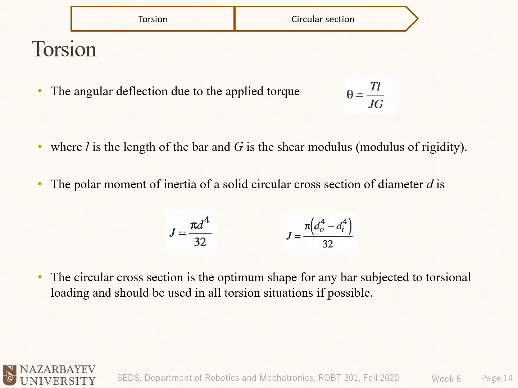The polar moment of inertia of a solid circular cross section of diameter d is J equals pi d^4 divided by 32. And this one is for the hollow cross section, and we need to just subtract the polar moment of inertia for the hollow section.